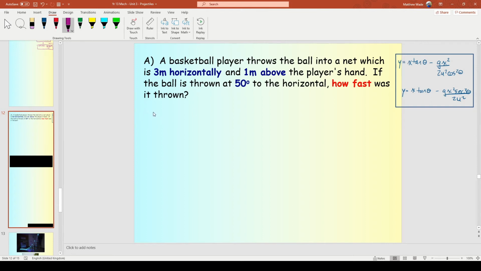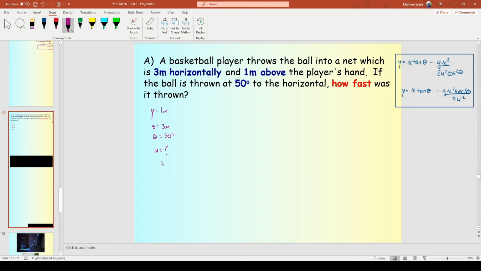I'm trying to cut steps out and I really shouldn't be. Okay, here's our givens. y is going to be 1 meter, because the ball ends up 1 meter higher than what it was thrown at. x is how far along it goes, 3 meters. Theta is the angle of projection, 50 degrees. And I believe that's it. We want how fast it was thrown, so that's your question mark there.